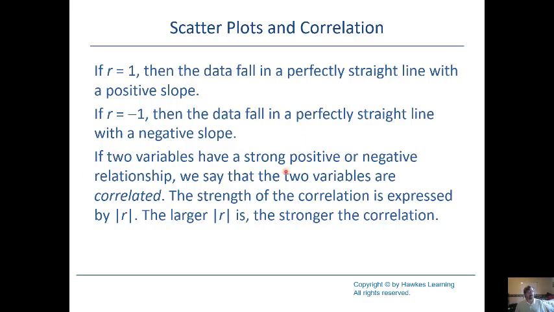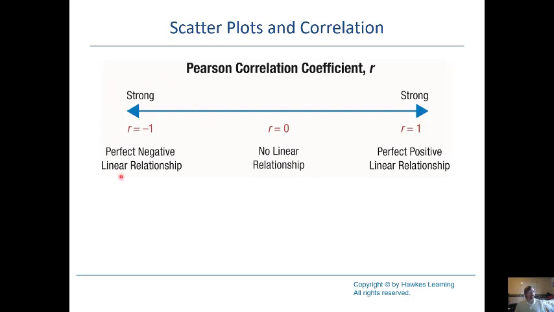If the values have a strong positive or negative relationship, we say they are correlated. The strength of that correlation is the absolute value of r. The larger the absolute value of r is, the stronger the correlation. All right, so we've got a perfect negative linear, perfect positive linear, no linear, strong relationship, weak relationship in here.